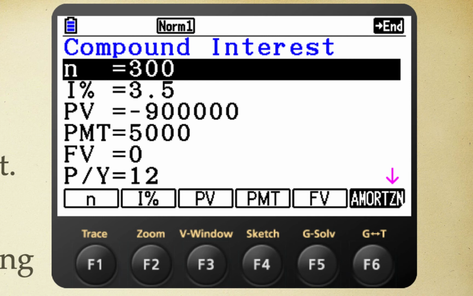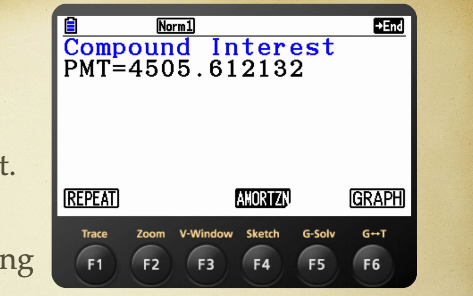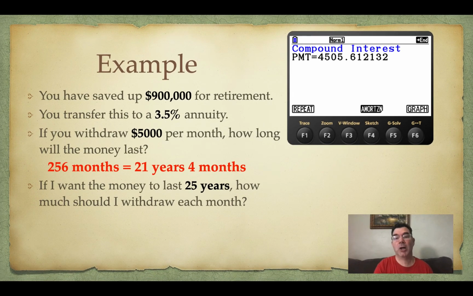So if you're calculating something, the calculator is going to replace that with whatever it calculates. The payments per year is still 12. So there's my n of 300 and I'm leaving everything else the way it was. And now I'm calculating a payment, which is F4. And that gives me $4,505.61. So if I want this money to last for 25 years, then I shouldn't withdraw $5,000. I should only withdraw $4,505.61 per month or less.